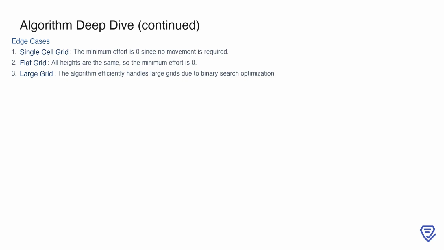For large grids, the algorithm remains efficient due to the binary search optimization. By narrowing down the effort range logarithmically and validating paths in linear time relative to the grid size, the solution scales well even for grids with thousands of cells. These considerations ensure that the algorithm is robust and can handle a wide variety of input scenarios effectively.